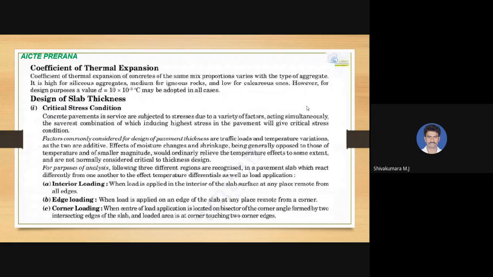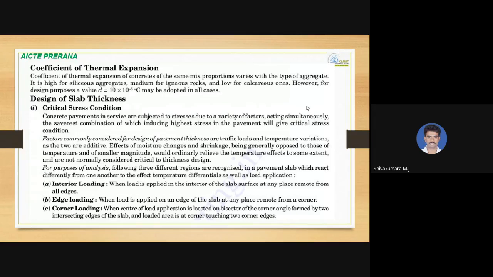And the coefficient of thermal expansion of concrete of the same mix proportion varies with the type of aggregates which are used. So the coefficient of thermal expansion is high for siliceous aggregates, it is medium for igneous rocks, and it is low for calcareous ones. However, for design purposes, the value of 10 into 10 raised to minus 5 per degree Celsius may be adopted in all cases.